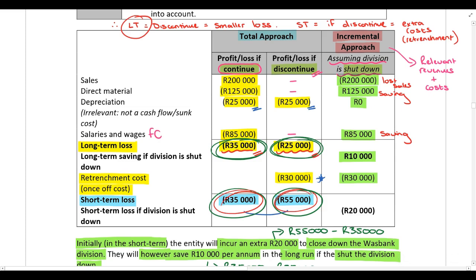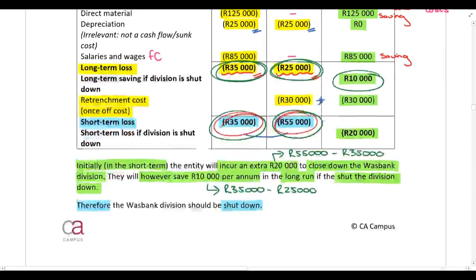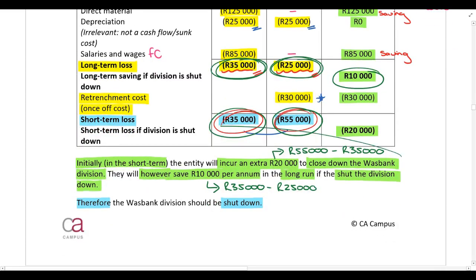And you can see the net effect is in the short term, if I shut down the division, I'm worse off by 20,000 Rand. However, in the long term, I save 10,000 Rand, and therefore the division should be shut down. So you can see, regardless of whether I use the total approach or the incremental approach, we come to exactly the same conclusion.